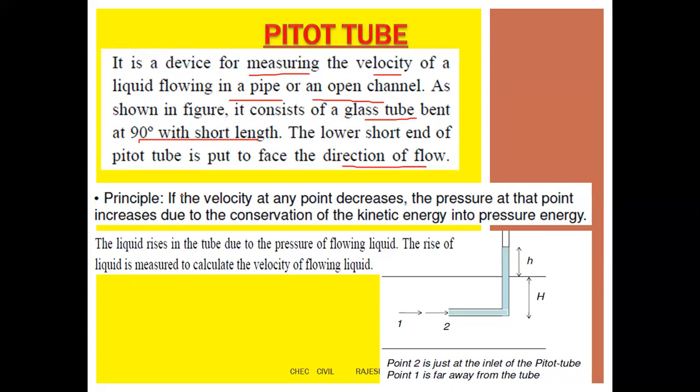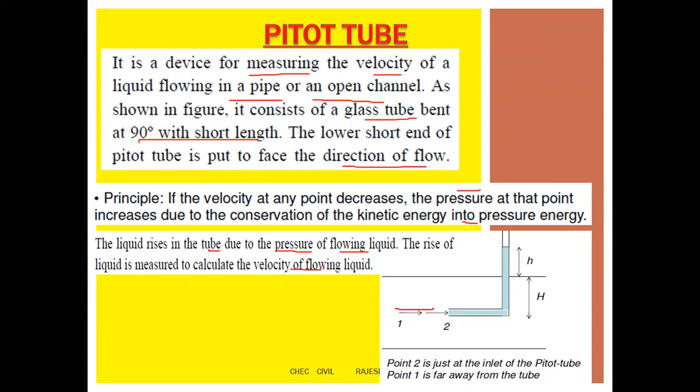Then what is the principle of this Pitot tube? If the velocity at any point decreases, the pressure will increase. Okay, the pressure is increasing. If the velocity at any point decreases, the pressure will increase due to the conversion of the kinetic energy into pressure energy. Now the liquid rises in the tube due to the pressure of the flowing fluid. The rise of the liquid is measured to calculate the velocity of the flowing fluid.